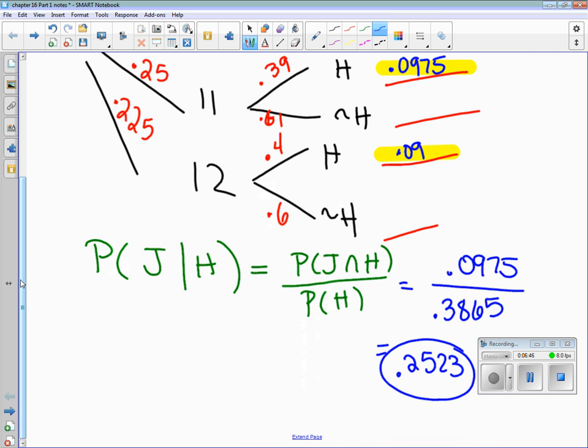Which was just the sum of all those things I highlighted, all the humanities ones together. Okay. Anything else on question 3? Okay, let's look at the question.